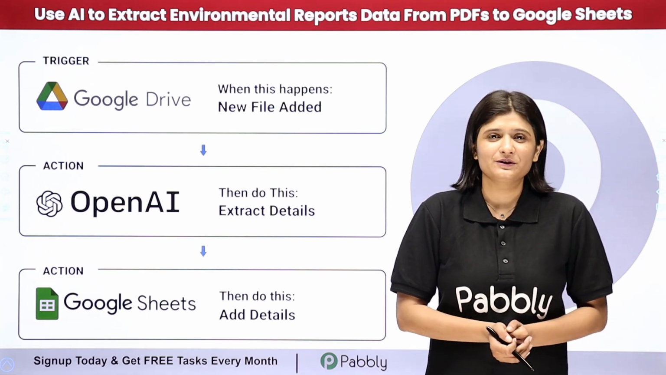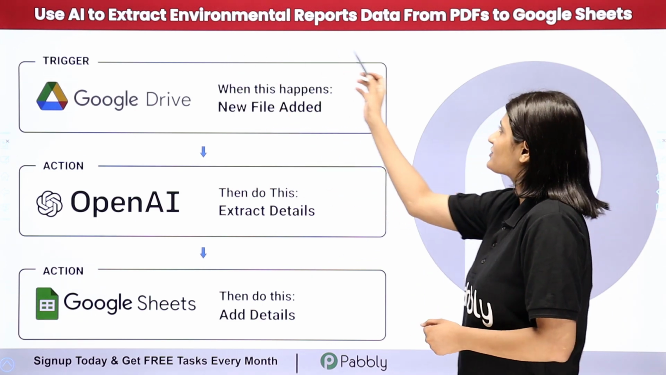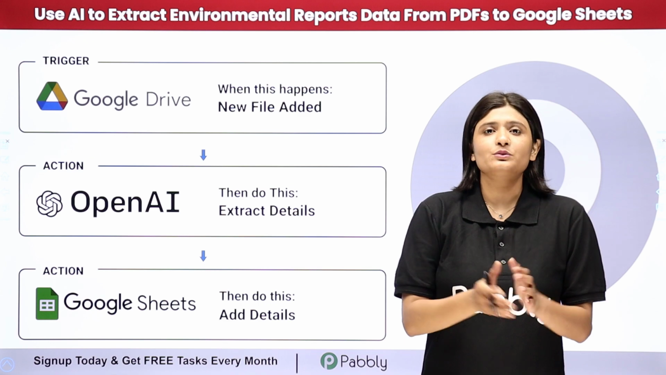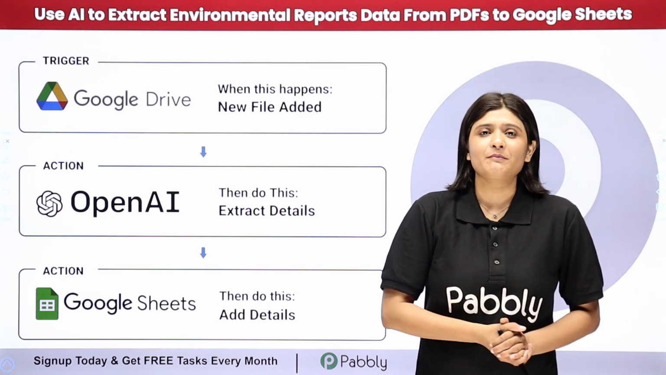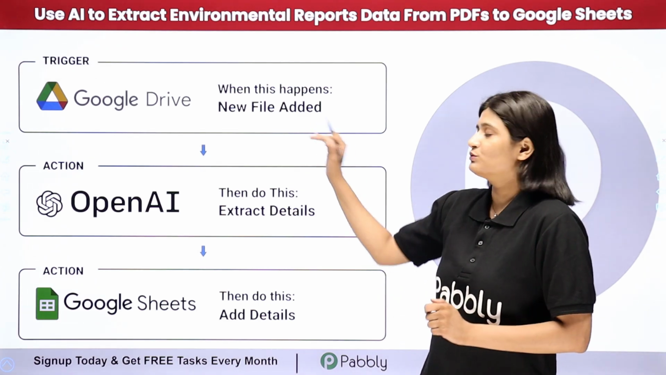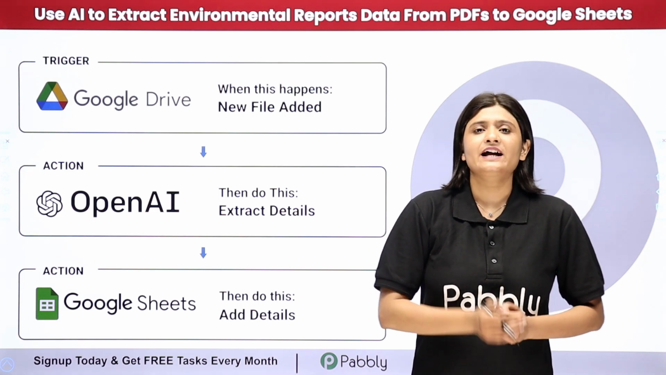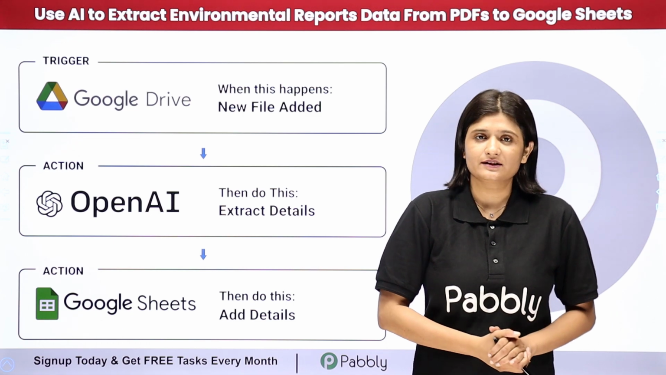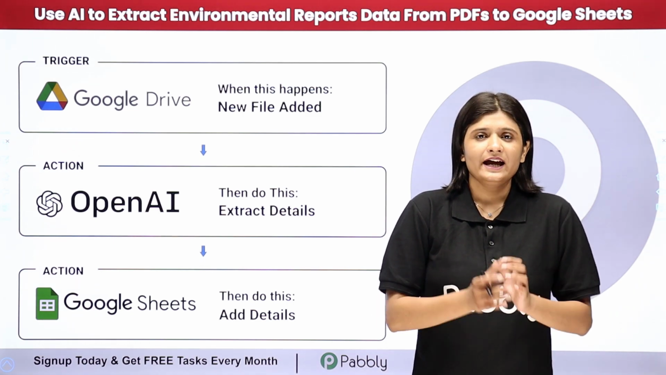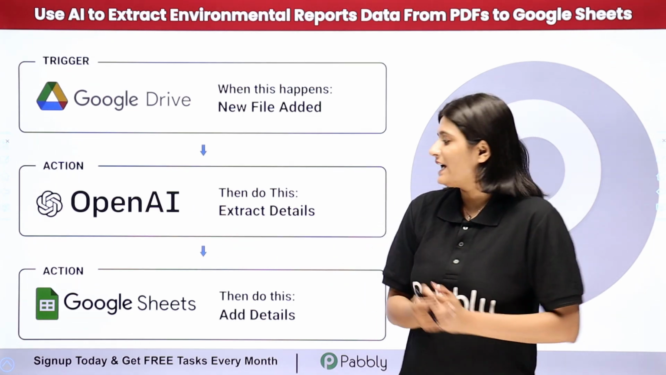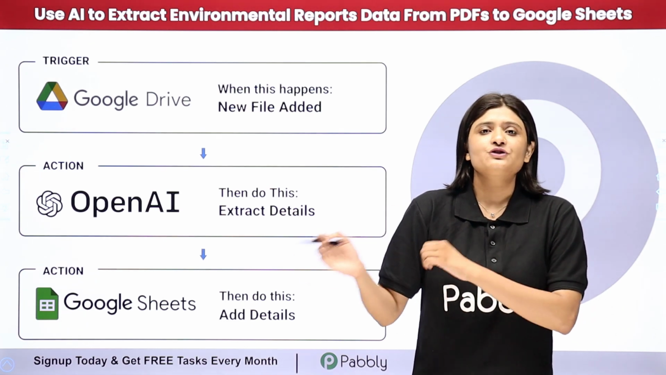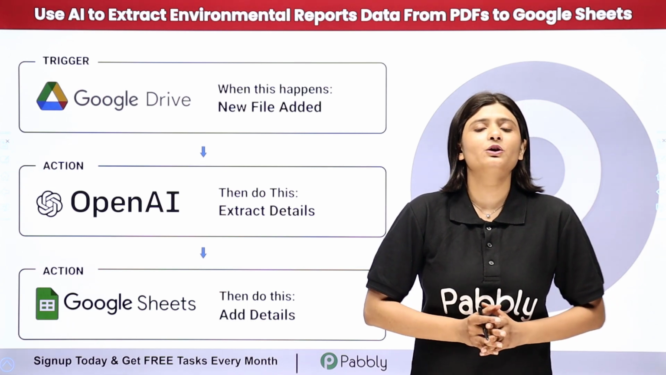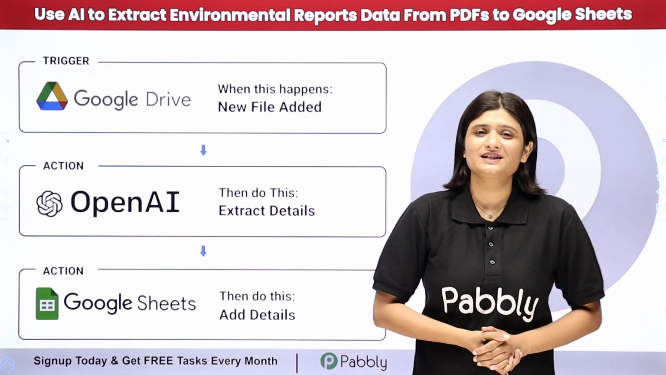In this video, we are going to learn how to use AI to extract environmental reports data from PDFs to Google Sheets. So let's suppose I'm an environmentalist and I'm adding all the PDFs in my Google Drive. Now I want that whenever I upload a new PDF or a file, the data should be automatically extracted with the help of an AI agent. Here I'm going to use my AI agent as OpenAI, and then these extracted details should be automatically added to my Google Sheets. Doing this manually will consume a lot of time, so I'm going to completely automate this process.